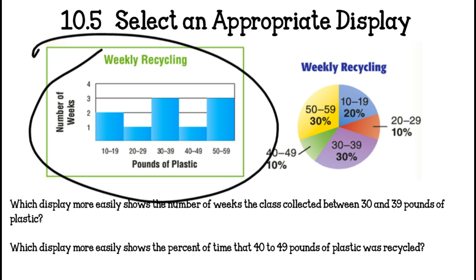The reason it is a histogram rather than a bar graph is because of the intervals right here. Since it's not a set number but an interval, that is what causes it to be a histogram. So which display more easily shows the number of weeks the class collected between 30 and 39 pounds? And that would be the histogram because it shows the exact number of weeks. So the histogram.